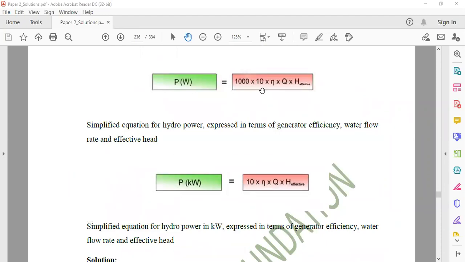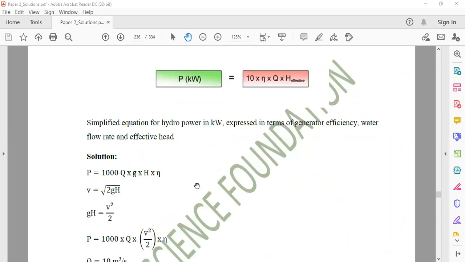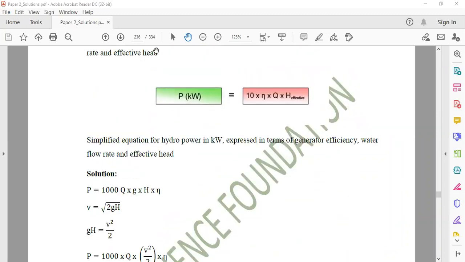So this is the formula, and we have to take the effective head. You can see the power can be calculated very easily: power is equal to 1000 times Q times g times H times eta. Keeping in mind the things which have been given here, we don't have the effective head in the given question, right?